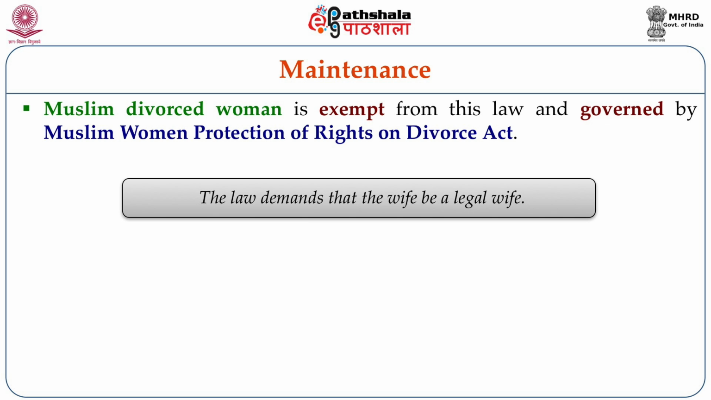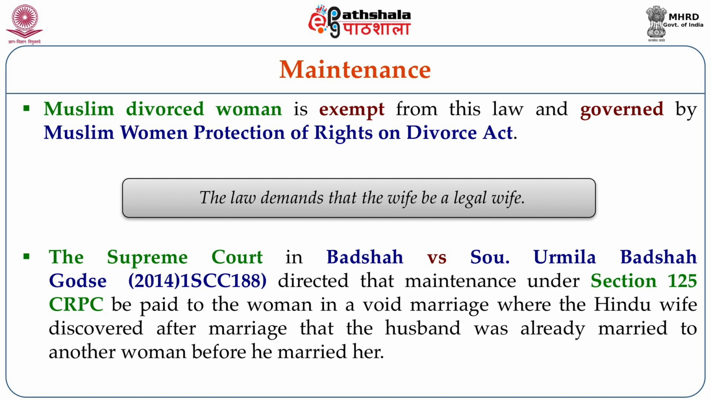Now the law under 125 demands that a wife be a legal wife, but the Supreme Court, recognizing the fact that many women are duped into marriages by married men, who do not know that the husband is already married, and sometimes don't have proof of marriage, has held that if a woman after her marriage discovers that the husband was already married to another woman, then she has to be paid maintenance by the husband.